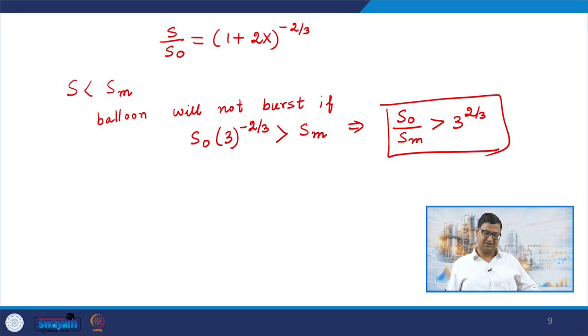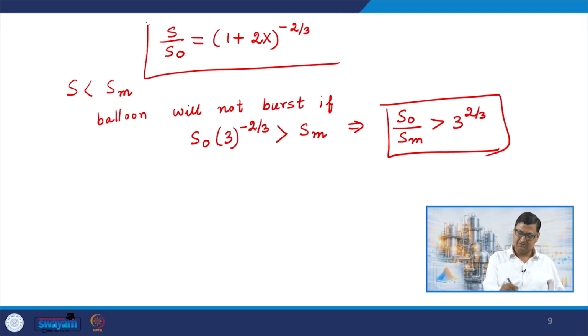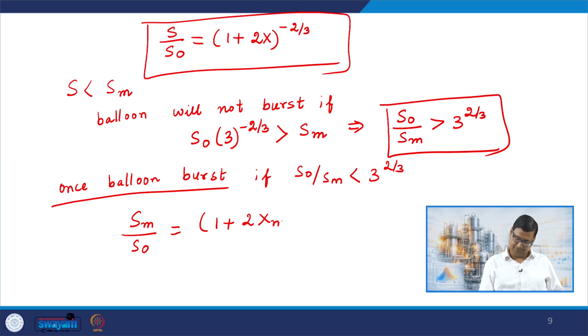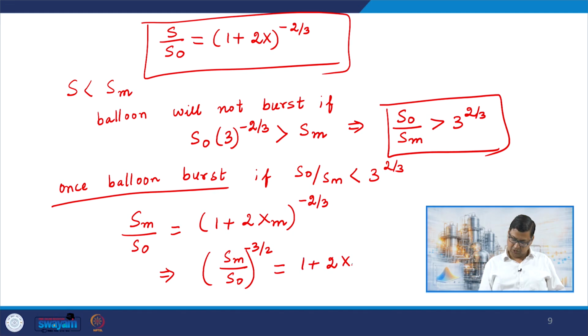But in case the balloon bursts, we will use this condition, and we can of course find the conversion from that equation. So the balloon can burst only if S naught by Sm is less than 3 to the power 2/3. Once it bursts, then we have Sm by S naught is equal to 1 plus 2xm, where xm is the conversion once the balloon is bursting, to the power minus 2/3. This gives me Sm by S naught to the power minus 3 by 2 is equal to 1 plus 2xm.